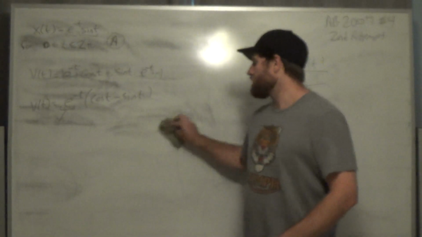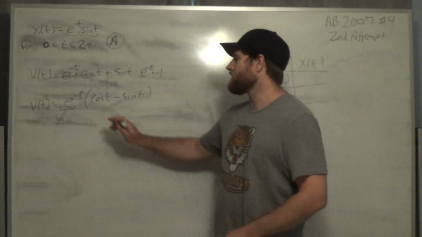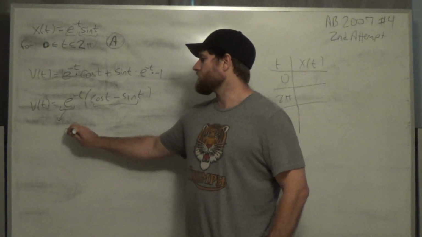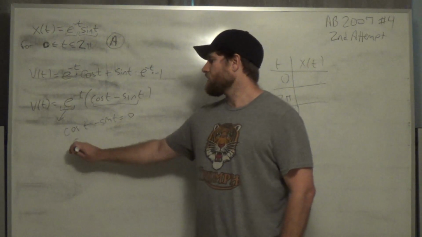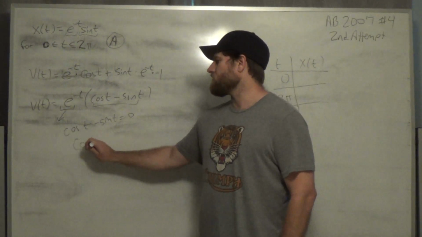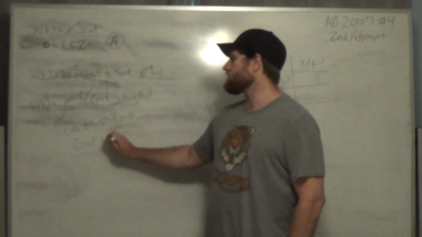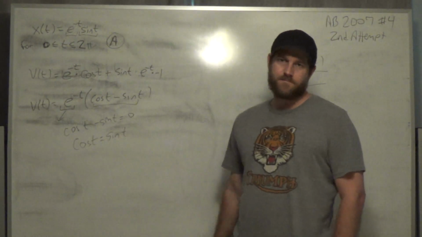Nope. And now we need to set our second factor equal to 0. We're going to set this equal to 0. And if you set cosine t minus sine t equal to 0, you can add one of them to the other side, and you get, when will cosine t equal sine t?